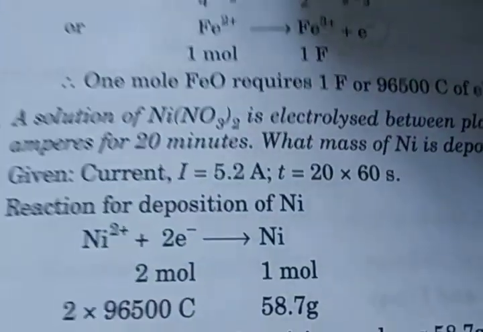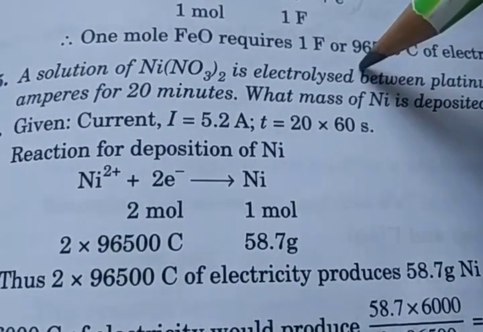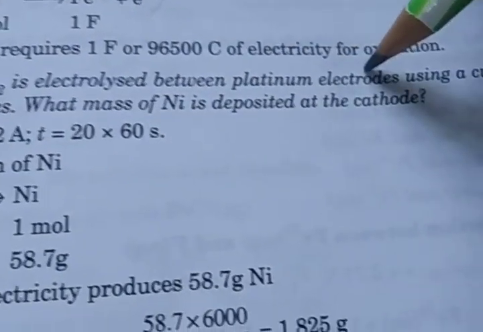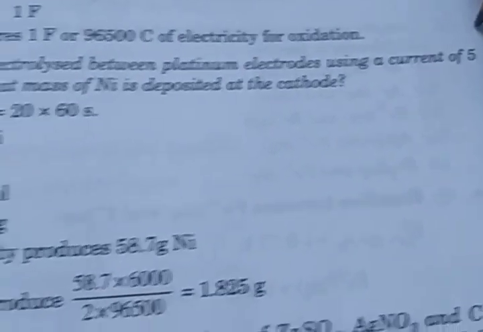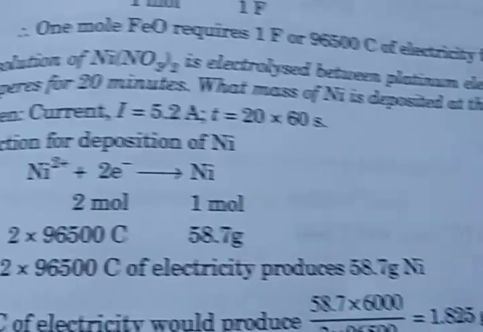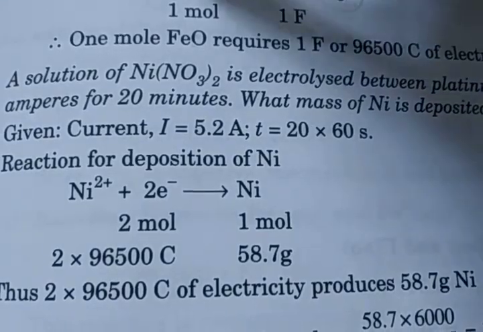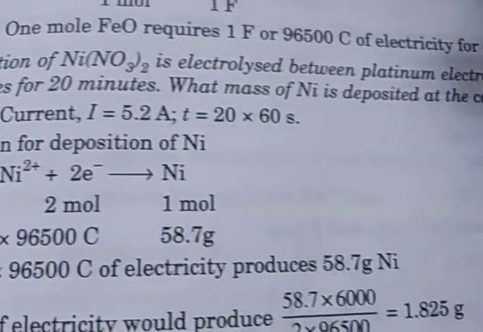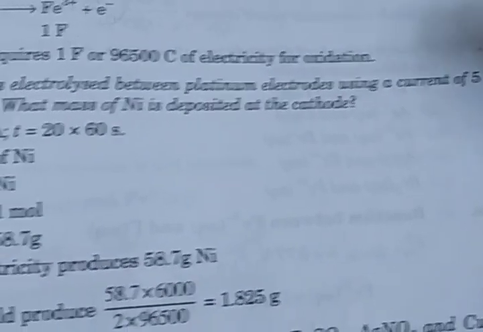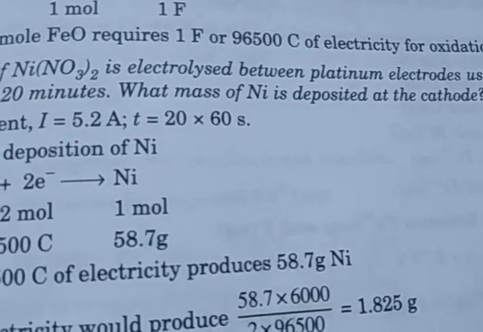Next, question number 15. A solution of Ni(NO3)2 is electrolyzed between platinum electrodes using a current of 5 ampere for 20 minutes. What mass of nickel is deposited at the cathode? Again I say, a solution of nickel nitrate Ni(NO3)2 is electrolyzed between platinum electrodes using a current of 5 amperes for 20 minutes. What mass of nickel is deposited at the cathode?